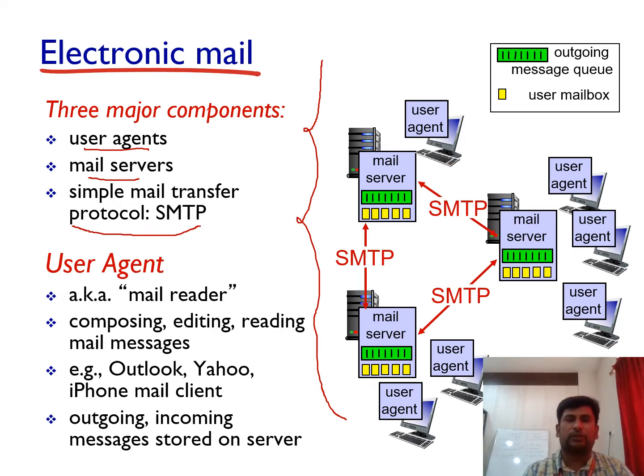A user agent is also referred to as a mail reader. What a user of electronic mail would do is compose a mail, edit a mail, or read the incoming mails. Generally, we have different types of service providers for mail like Outlook, Yahoo or iPhone mail client. Using electronic mail, we either receive mails from outside people, which are incoming messages, or sometimes we send mails, which are called outgoing messages.